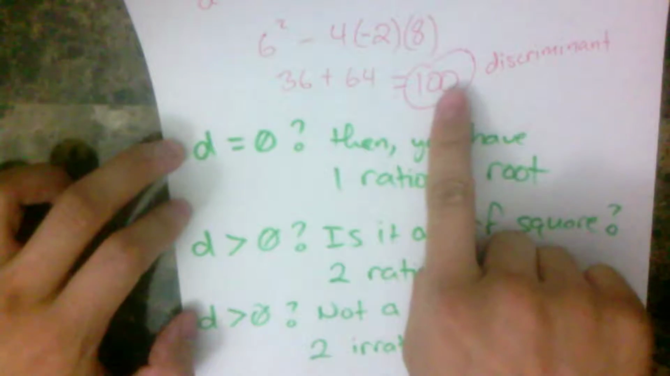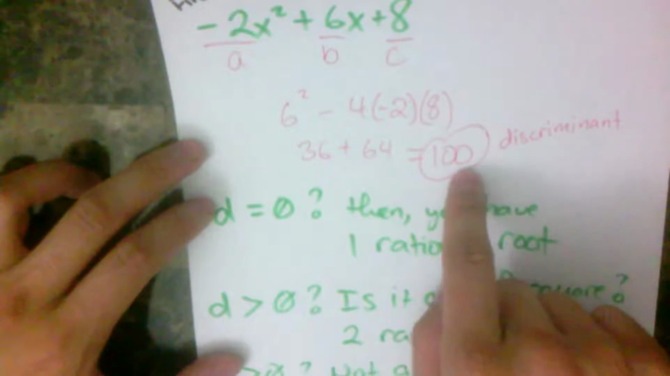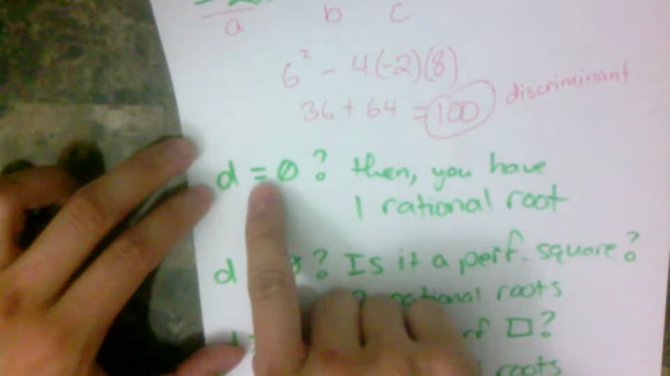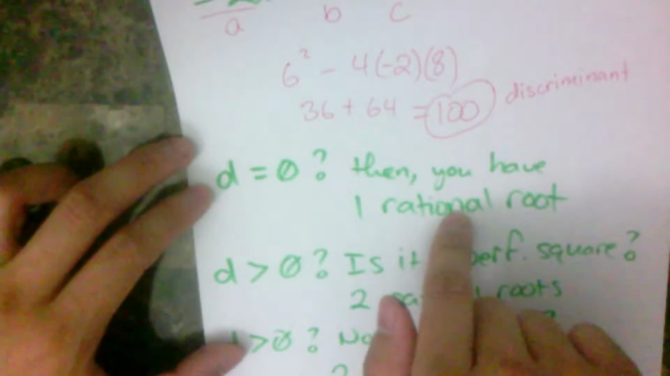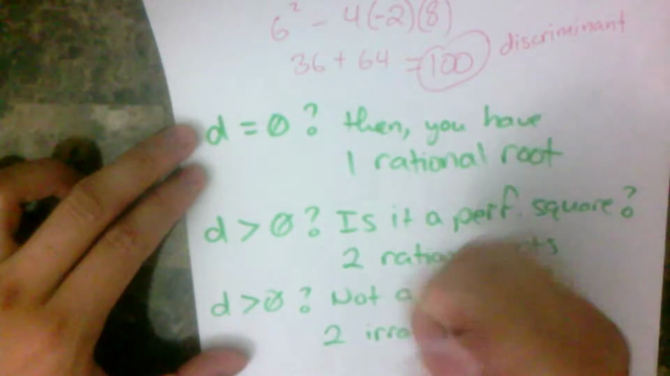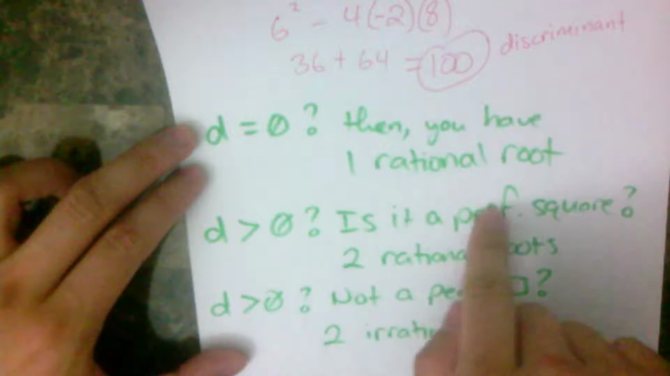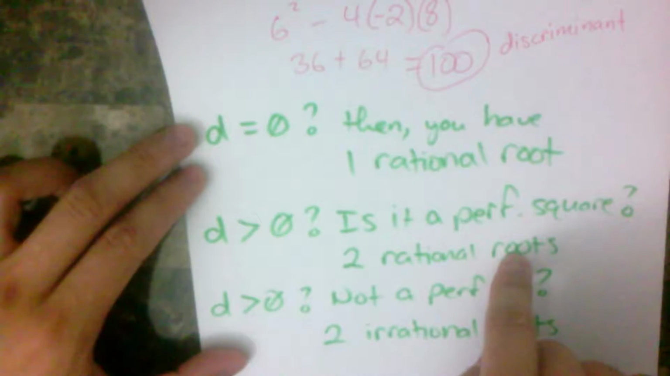So first off, let's take a look at our discriminant from our problem above. So after you found it, you found your discriminant is the number 100. Is 100 equal to 0? No, 100 and 0 are not the same, so it is not this answer. Okay? Is 100 greater than 0? Yes, yes it is. So that's good. We're good so far, but is it a perfect square? Yes, yes it is. So that means your answer is 2 rational roots.